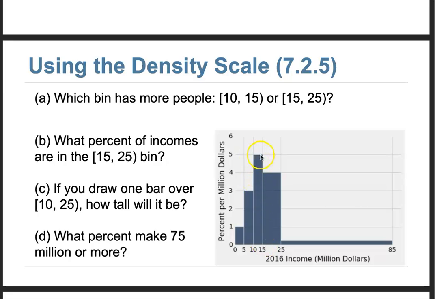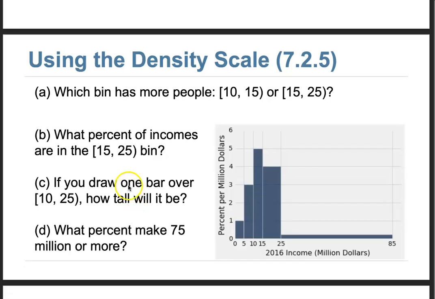Okay, so here your height is 5, times the width is 5. So this one is 25. Okay, but here is what? Here your height is 4, then your width is 10. So here is 40. So we know the 15 to 25 has more people. Okay, the next one. What is the percent of income for 15 to 25? So this one we already did, that's 40%. Okay, so I want to do C.